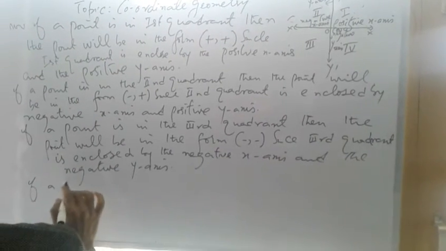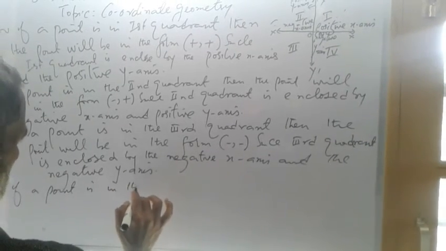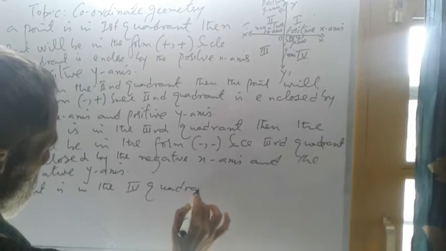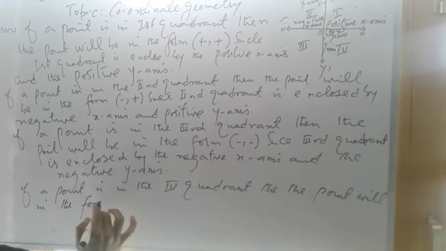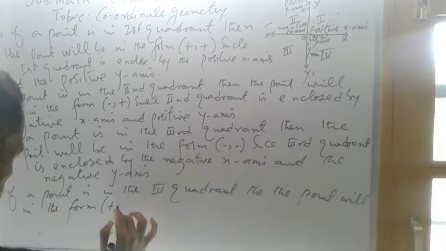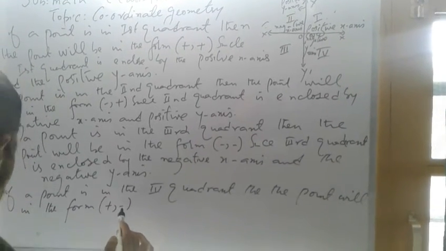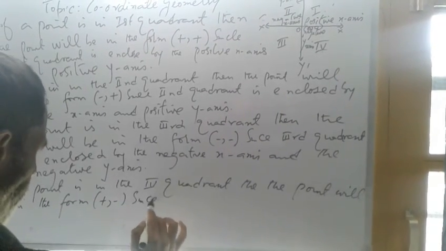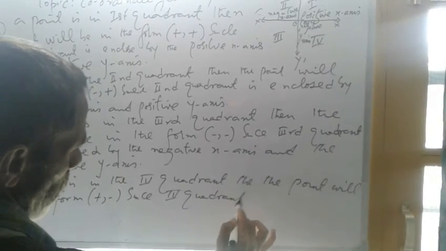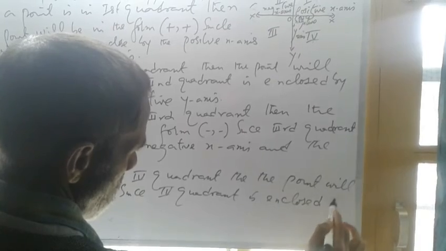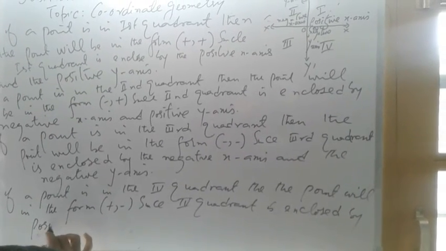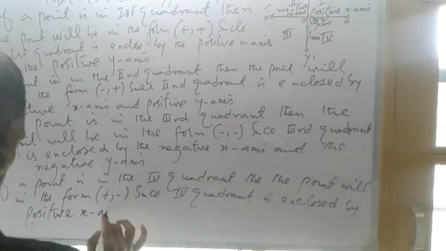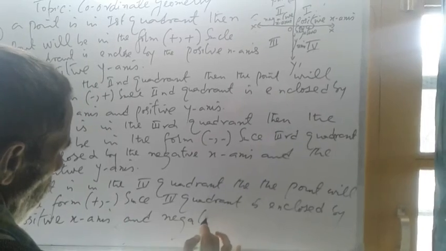If a point is in the fourth quadrant, then the point will be in the form (plus, minus), which indicates x is positive and y is negative, since the fourth quadrant is enclosed by the positive x-axis and the negative y-axis.